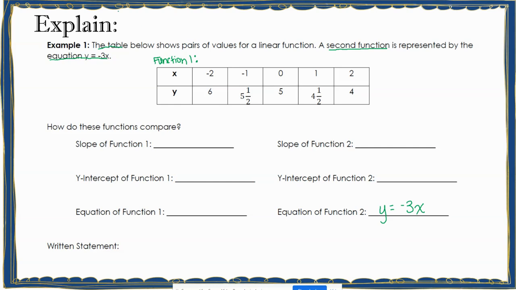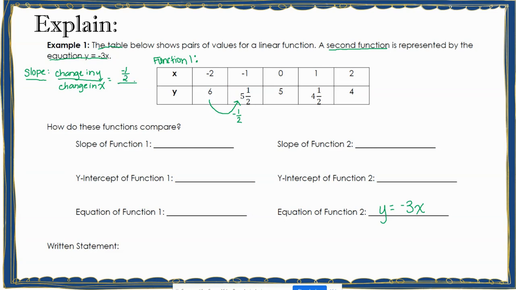If I start with function 1 with my table, remember that to find slope from a table, we have to find the change in y divided by the change in x. So let's look at this. If I start with my first y value and go to my second y value, to get from 6 to 5 and 1/2, I am decreasing. So I am decreasing by 1/2, which means that is a change of negative 1/2. So my change in y, or also called my rise, is a change of negative 1/2.